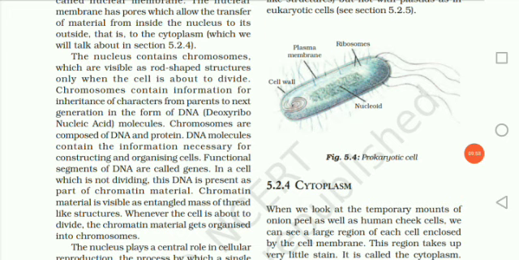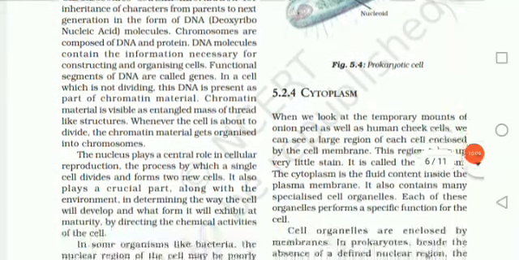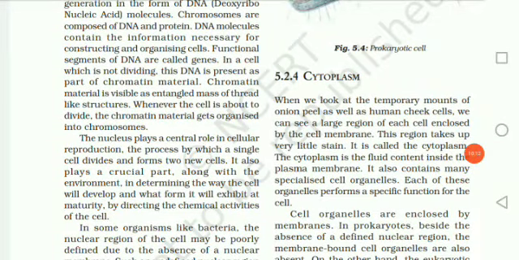In a cell which is not dividing, the DNA is present as chromatin material. Chromatin material is visible as an entangled mass of threads, like a very confused mass of threads. So the nucleus plays a central role in cellular reproduction, the process by which a single cell forms two cells. Okay, it also directs the chemical activities of the cell and its growth and development.